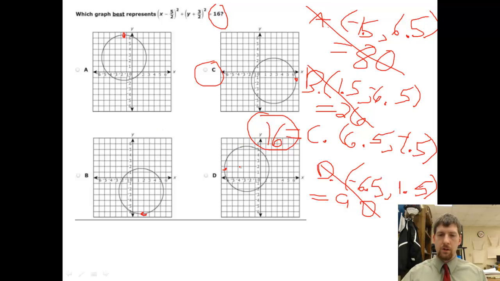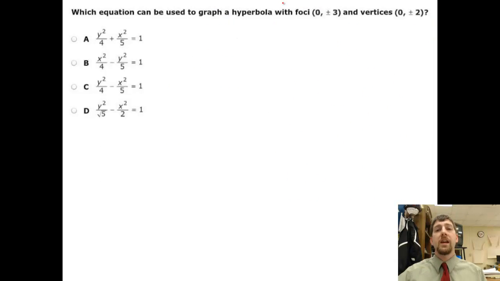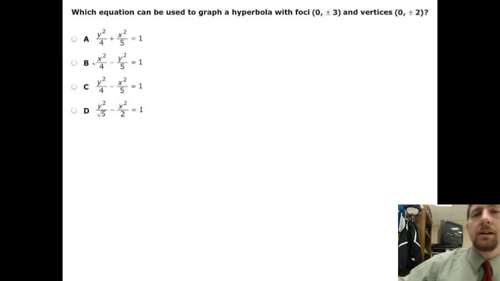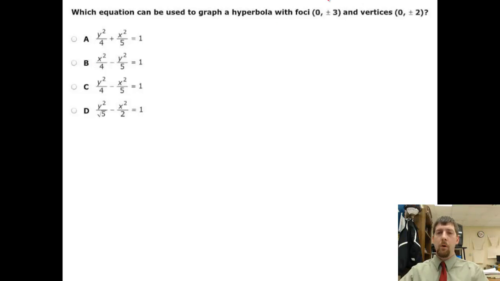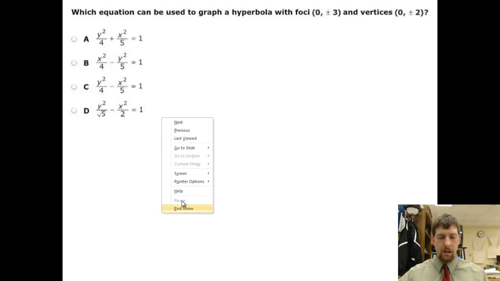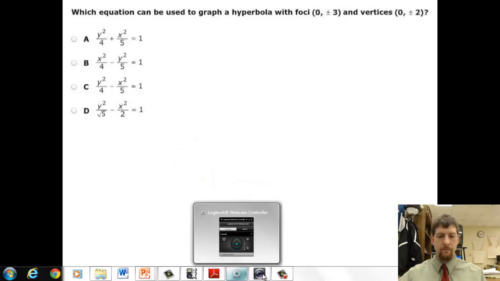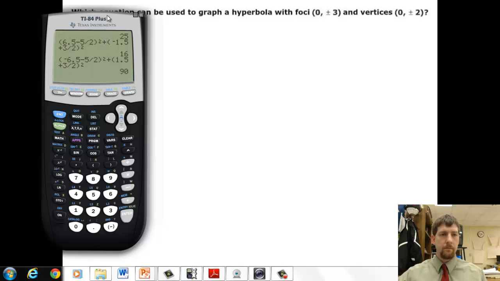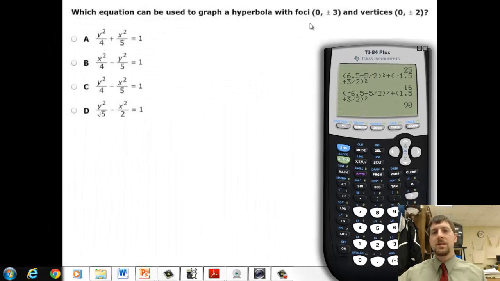Now let's look at if they give me some points and I need to get an equation from it. It's the same idea. I've got points on my graph, and I'm just going to plug them in until the equation works out. Now if I, again, grab my calculator, there it is, and I go and plug in my points, it says foci, it says vertices.